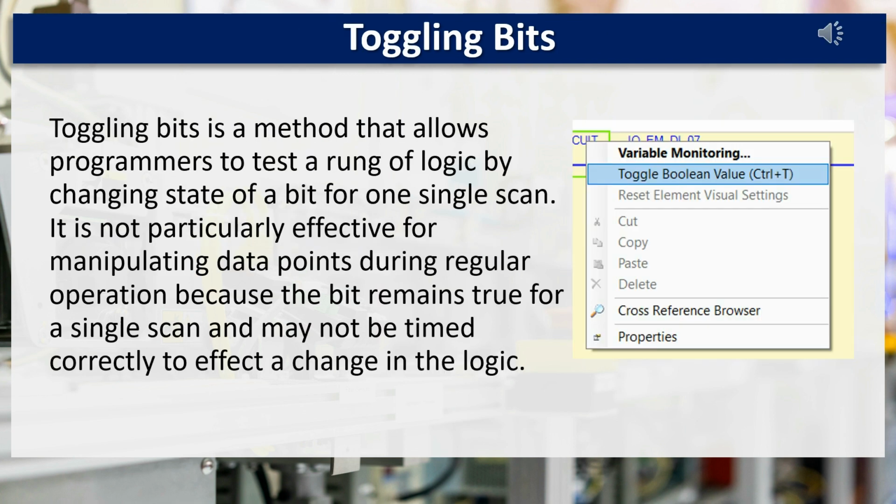So toggling bits is a method that allows programmers to test a rung of logic by changing the state of a bit for one single scan. It is not particularly effective for manipulating data points during regular operation because the bit remains true for a single scan and may not be timed correctly to affect a change in the logic.